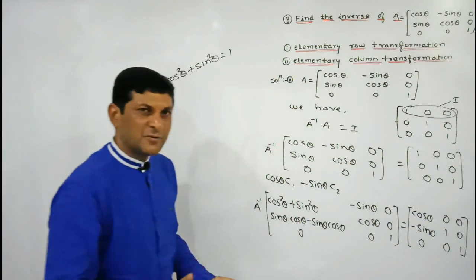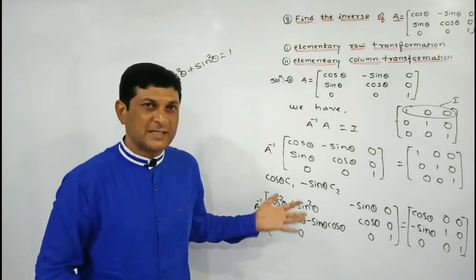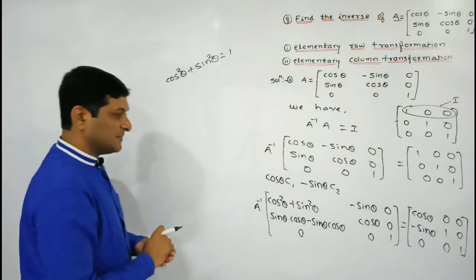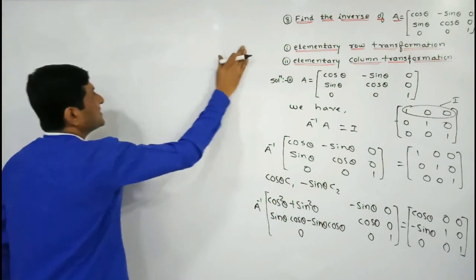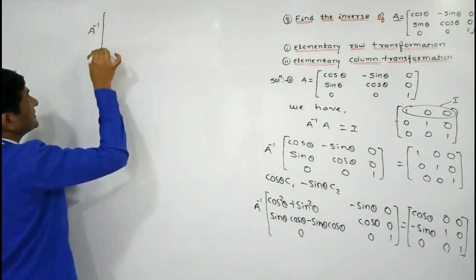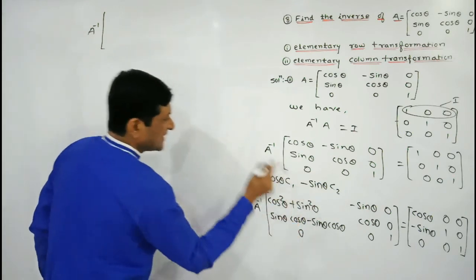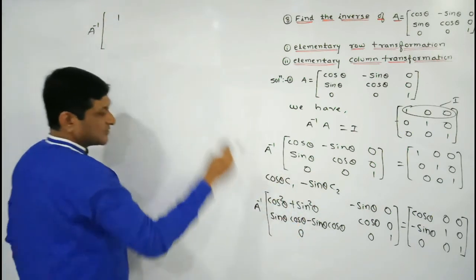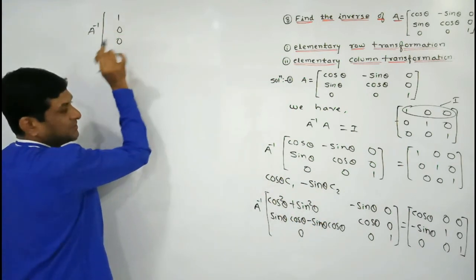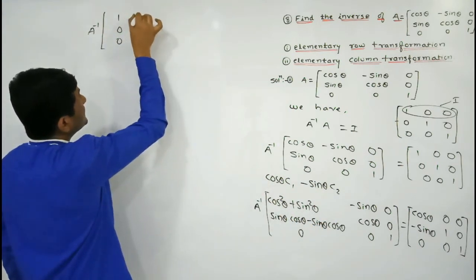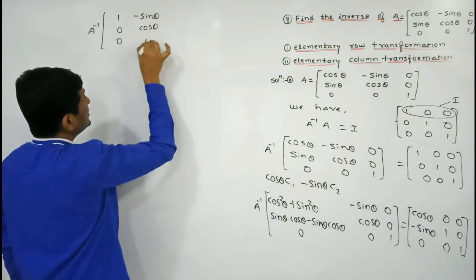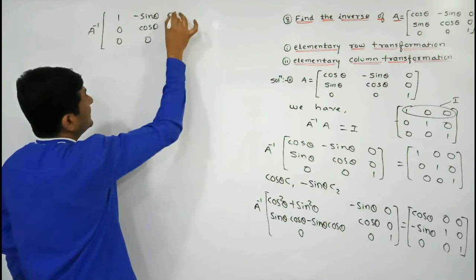Okay, so whenever we are performing any operation, one step we have to take is simplification. So let us simplify it. Here A inverse, keep it as it is. Cos squared theta plus sin squared theta will be equal to 1, so these two terms will get cancelled. Here we will get 0, keep it as it is. Then minus sin theta, cos theta, 0, 0, 0, 1 as it is.